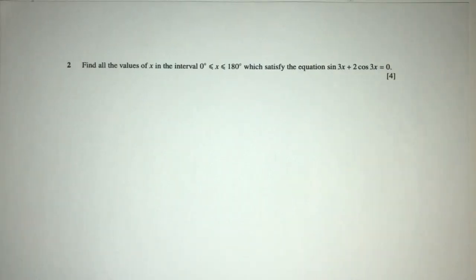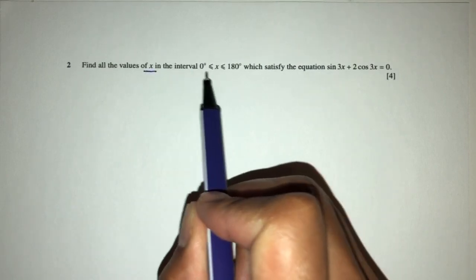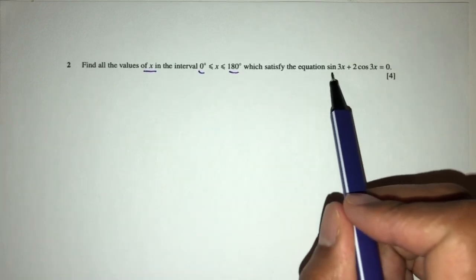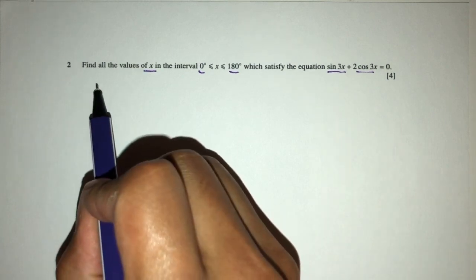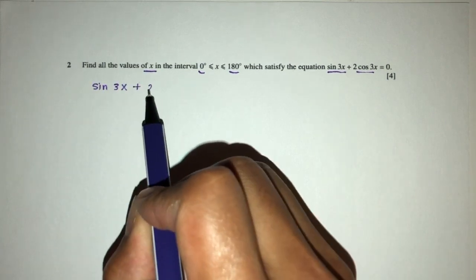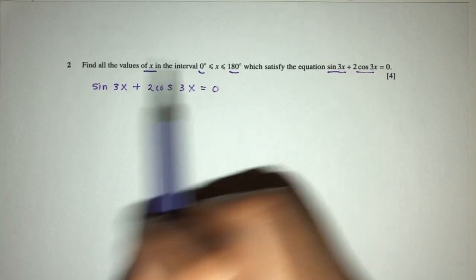So let's move on to this new question. Find all the values of x in the interval of 0 to 180 which satisfy this equation. Okay, so here we have sine 3x plus 2 cos 3x equal to 0.